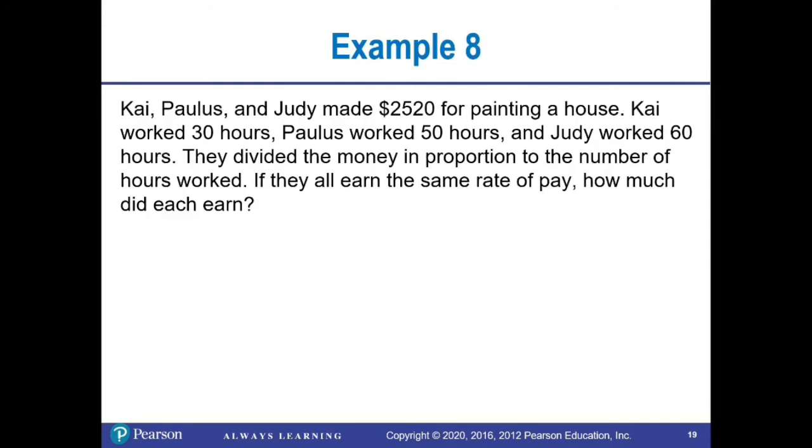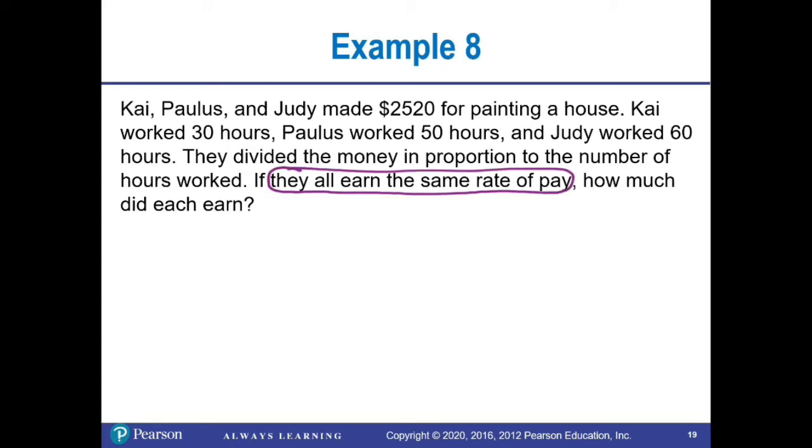Let's look at another example. Kai, Paulus, and Judy made $2,520 for painting a house. Kai worked 30 hours, Paulus worked 50 hours, and Judy worked 60 hours. They divided the money in proportion to the number of hours they worked. If they all earned the same rate of pay, how much did they each earn?